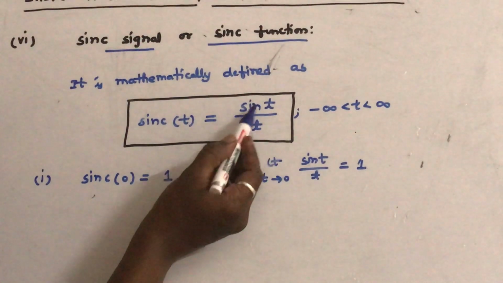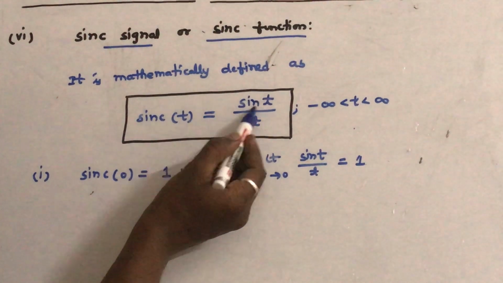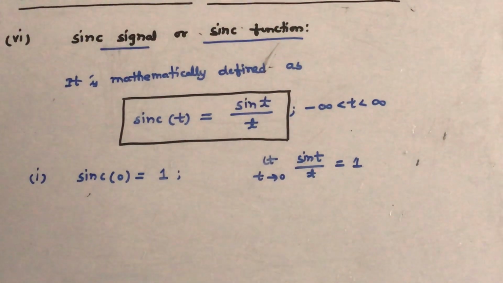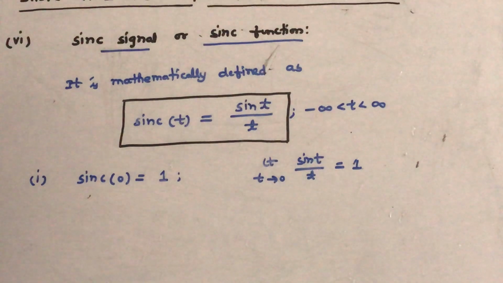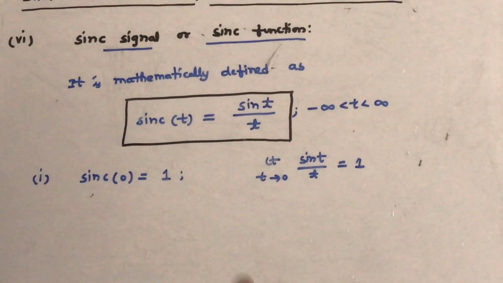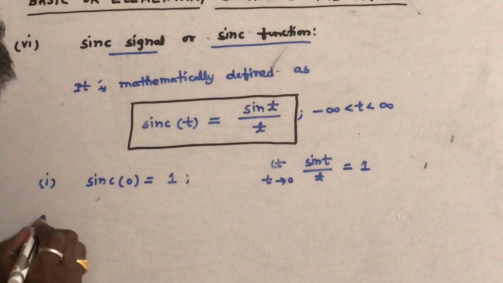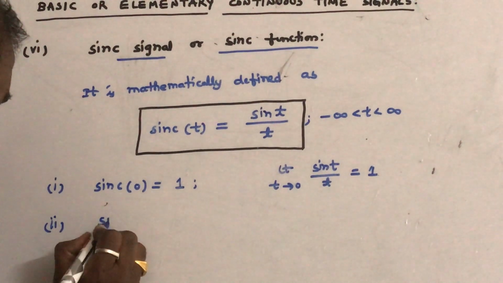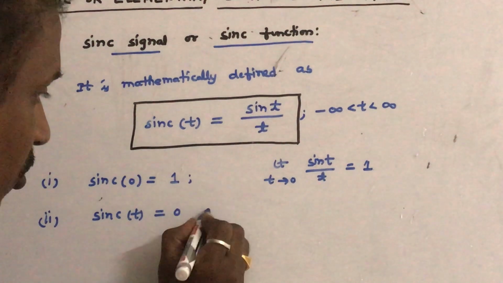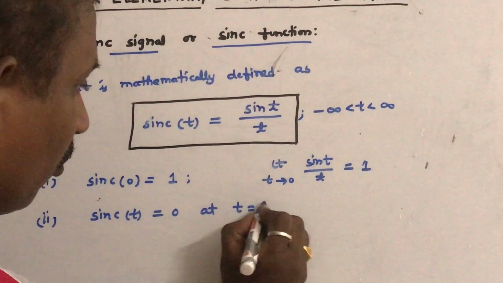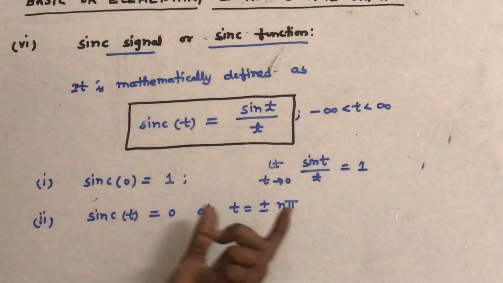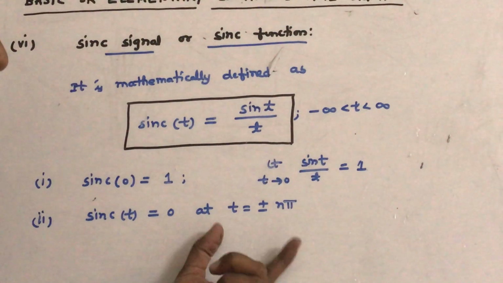Because of sin t in the numerator, as you know, sin t will become 0 at t equal to plus or minus n pi. So due to that nature, the sin t by t graph will be 0 at t equal to plus or minus n pi. That is another observation you can make: Sinc of t is equal to 0 at t equal to plus or minus n pi, because of sin t in the numerator.